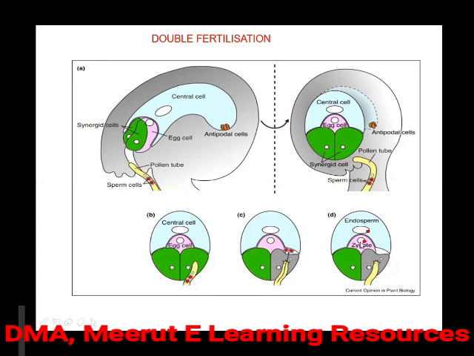One fuses with the egg, resulting in formation of a zygote. Another fuses with the polar nuclei, resulting in formation of endosperm. In this way, triple fusion results. And syngamy plus triple fusion is called double fertilization. Got it? So this is the way double fertilization results in angiosperms.